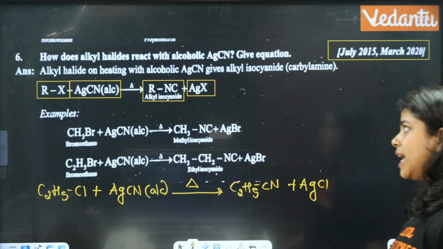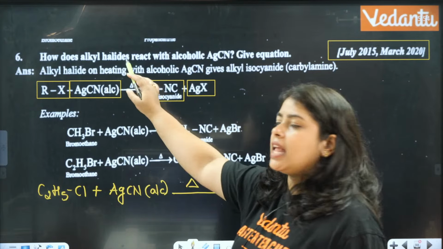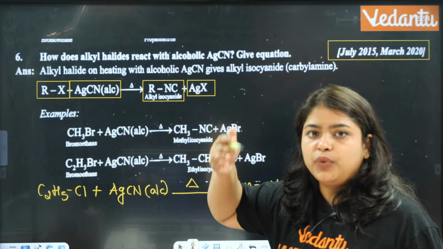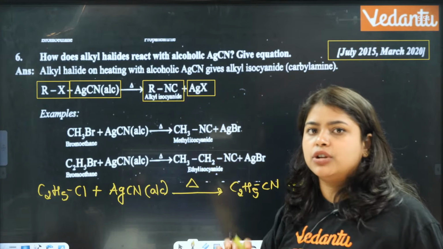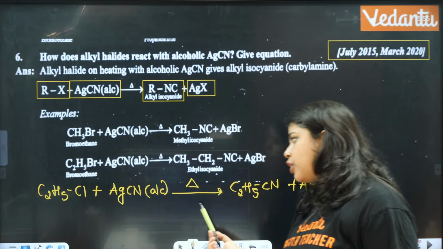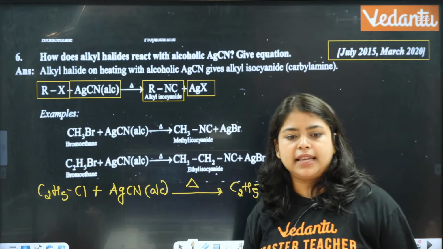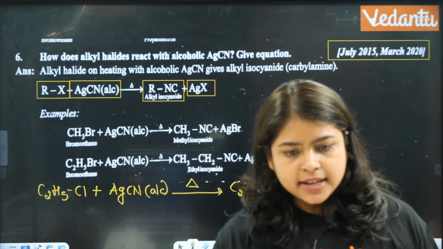So now, if they ask the question, an alkyl halide reacting with AgCN, what are you going to get? By heating, we are going to get C2H5CN plus AgCl. Understanding, guys?